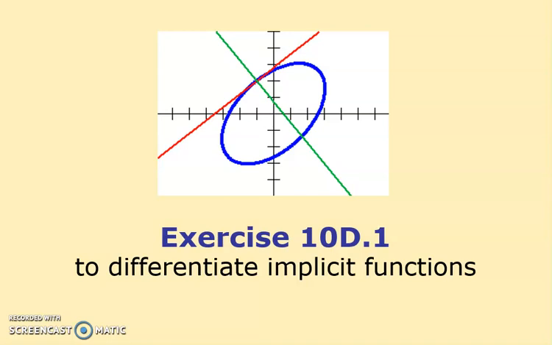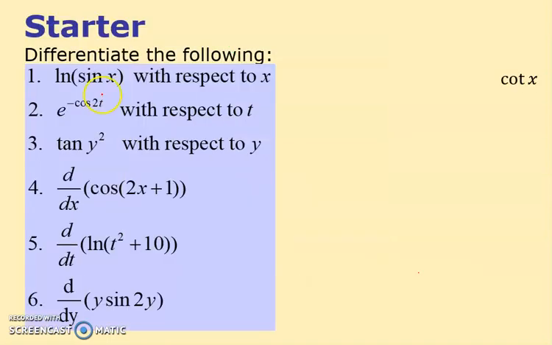Exercise 10D.1. There's two parts of this, and I'll come back to that obviously in future. But today we're going to try to learn how to differentiate functions implicitly. I should kind of get to the bottom of this as well. I've already got the answer on this actually, but I'll go through this one.